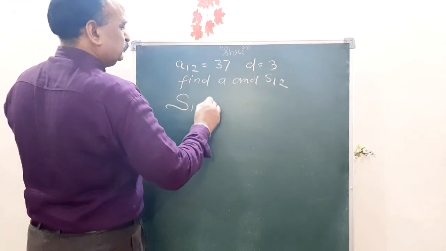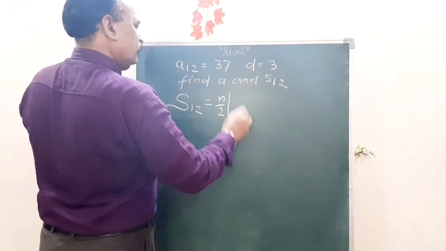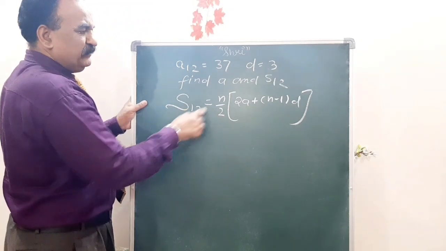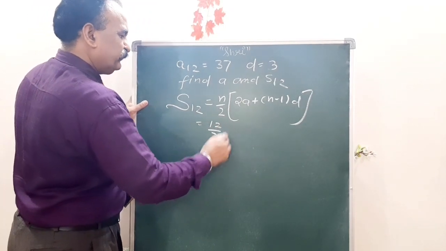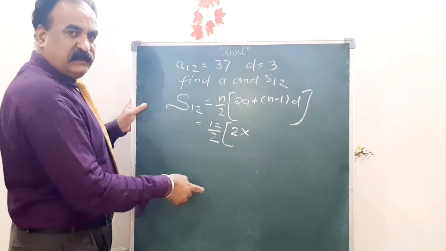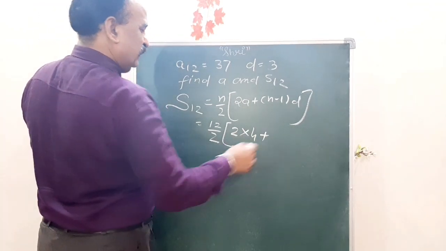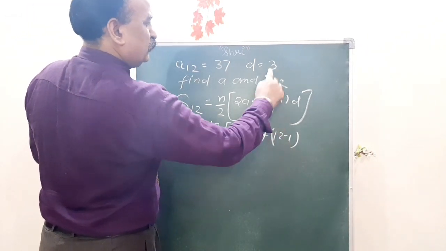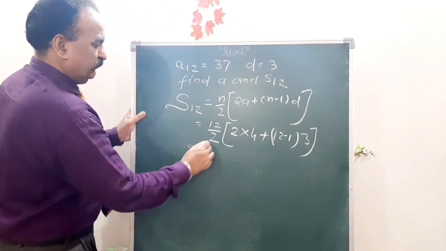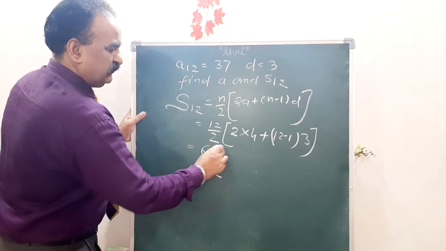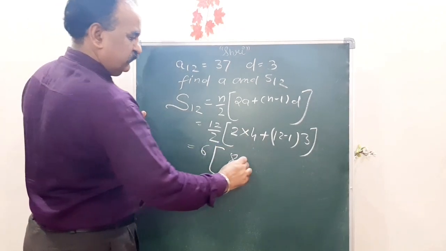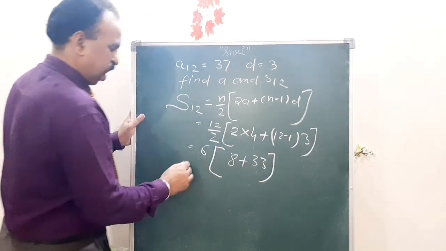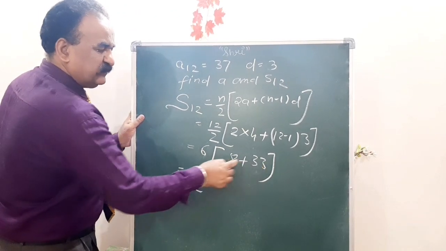S12 is equal to n by 2 into (2a plus (n minus 1) into d). And S12 means n is 12. So 12 upon 2 into bracket 2 into a, which you have found here is 4, plus n minus 1. N minus 1 means 12 minus 1 into common difference, which is 3. So it will be 12 upon 2, which is 6, into bracket 2 times 4 is 8, plus 11 times 3, which is 33. So it is equal to 6 into bracket 33 plus 8.